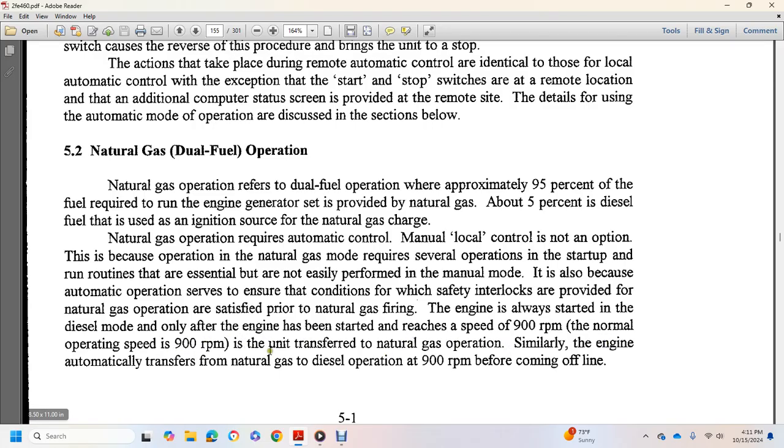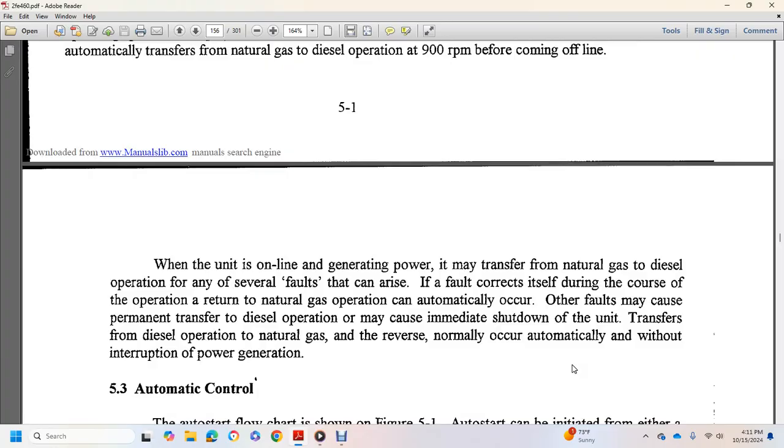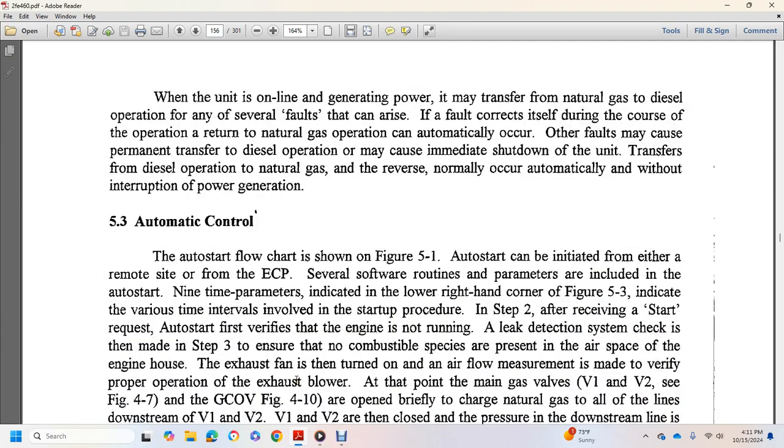Similarly, the engine automatically transfers from natural gas to diesel operation at 900 RPM before coming offline. When the unit is online generating power, transfer from natural gas to diesel operation is made for any of several faults. If the fault corrects during the course of the operation, return to natural gas operation occurs automatically. Other faults may cause the permanent transfer to diesel operation or may cause the immediate shutdown of the unit. Transfer from diesel operation to natural gas, and the reverse, occurs automatically without interruption of power generation.